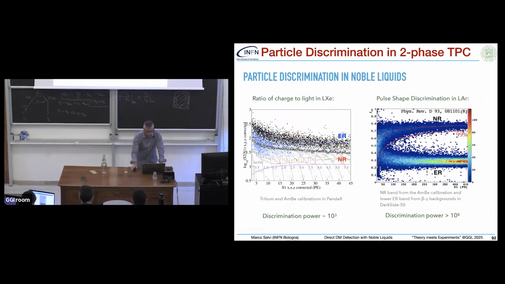Indeed, at the end, while for xenon detectors, at most you have a discrimination power of 10 to the third, with argon detectors, you can go up to 10 to the 8, but you need light. So the price to pay to have this very good discrimination power is to be high in threshold. You need at least 30 photoelectrons in S1, so in the first signal, to be powerful. Okay.